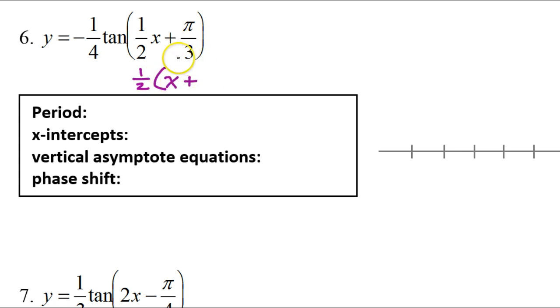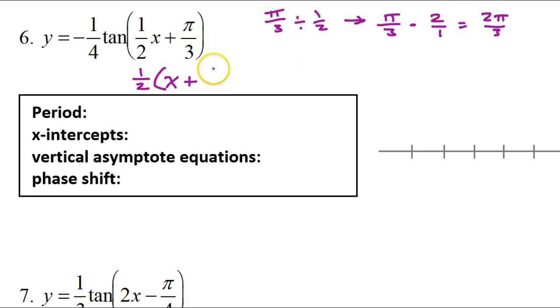Now I need to figure out what this is. So to take it out, I need to divide. So I need to do pi over 3 divided by 1/2. So remember, pi over 3 divided by 1/2. That's the same thing as pi over 3 times 2 over 1. You multiply by the reciprocal. So that's going to be 2 pi over 3. Alright, so that's what's going to go right here, 2 pi over 3.